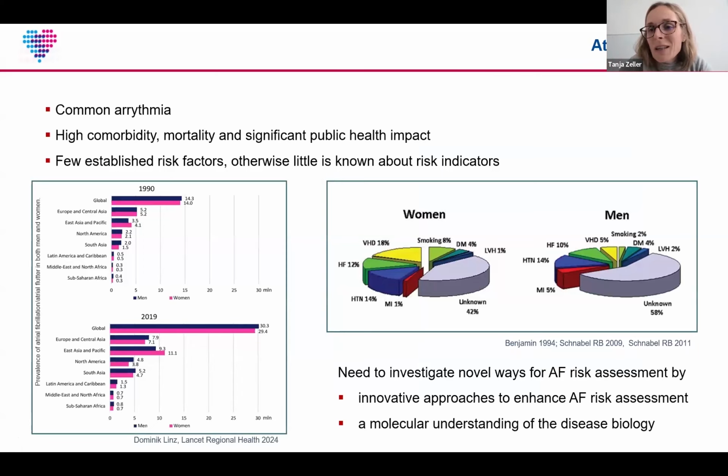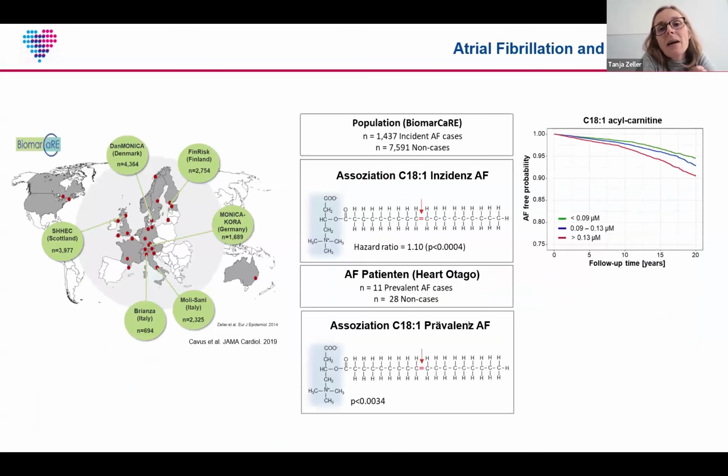And again, as with all cardiovascular diseases, some classical risk factors are already established for atrial fibrillation. But here in gray, you can see that there is still a large unknown part. And again, we wanted to see what the metabolites can add to this. We again used our BiomarCaRE case cohort set, where we had over 1,400 incident atrial fibrillation cases. And what we found was that acylcarnitine C18 showed a strong association to atrial fibrillation.